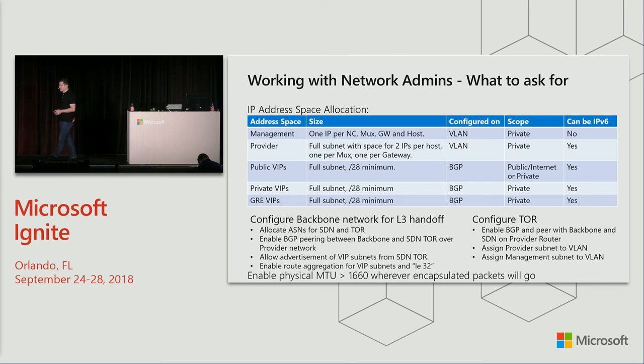One last thing is, because we are encapsulating packets on the network, you need to have the MTU set a little bit higher on your physical network. We generally say 1660 or higher. That'll give you enough room above the standard 1500 to be able to do two VXLAN encapsulations on top of each other. There are a few cases where that happens, if you're doing load balancing in particular.